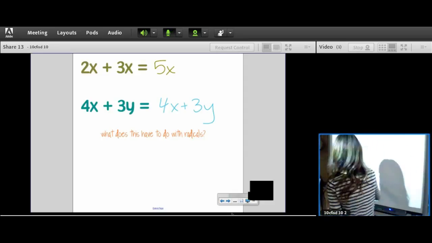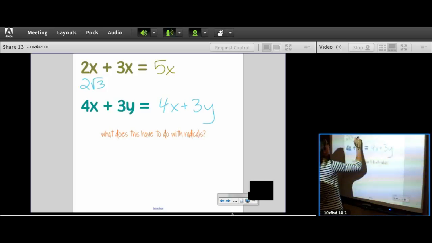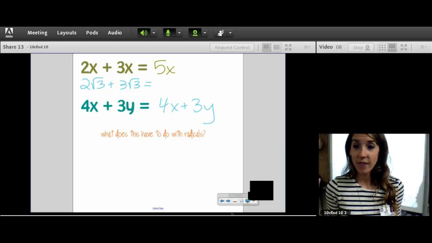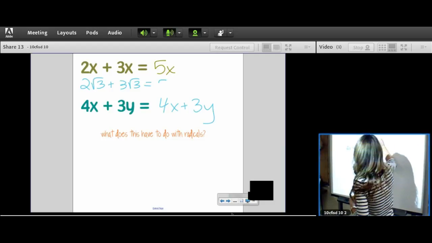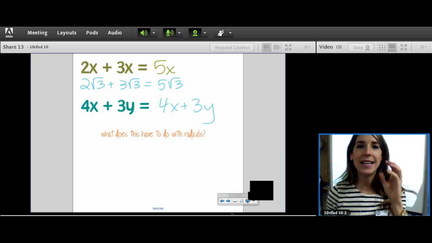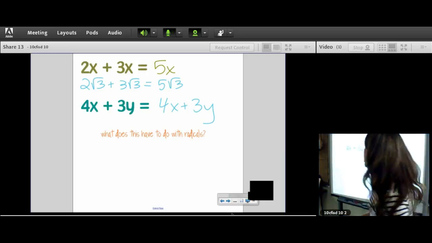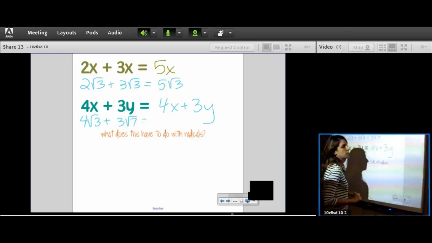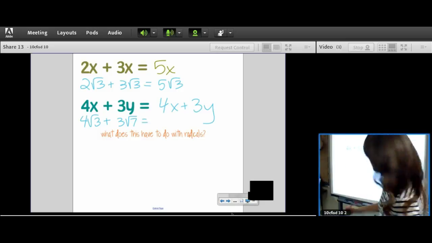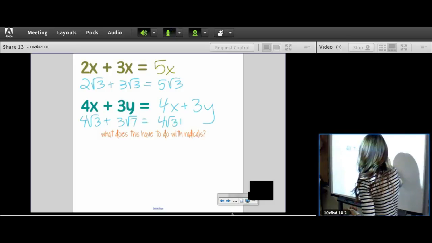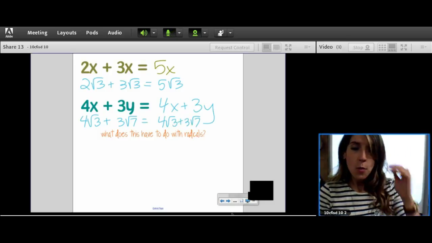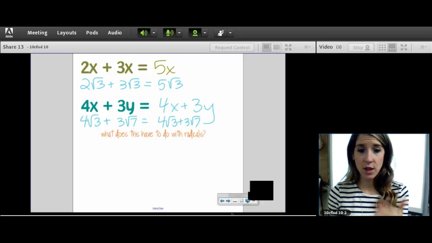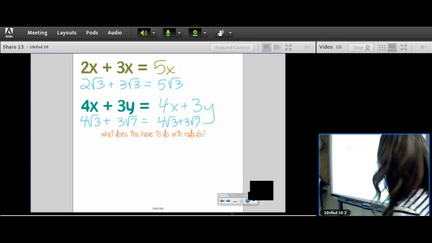Radicals work the same way. So if I had 2 root 3 plus 3 root 3, my answer would be 5 root 3. Those are like terms. The root 3 is treated just like x. If this was 4 root 3 plus 3 root 7, the simplified answer would be 4 root 3 plus 3 root 7. We are not allowed to add radicals unless the radicand matches. So, radicand must match, then we can add them.